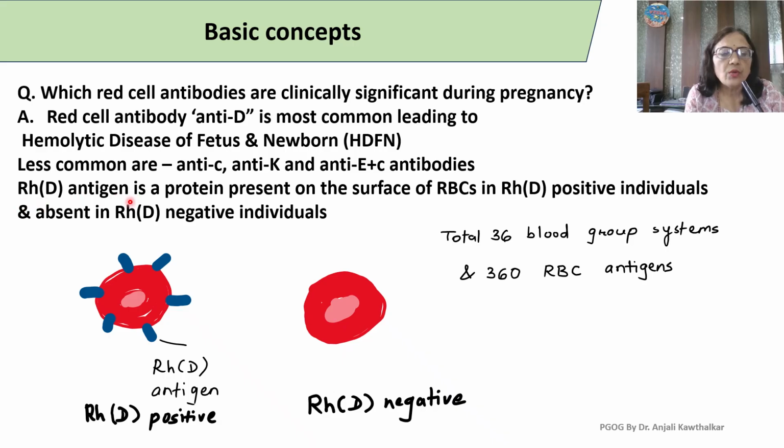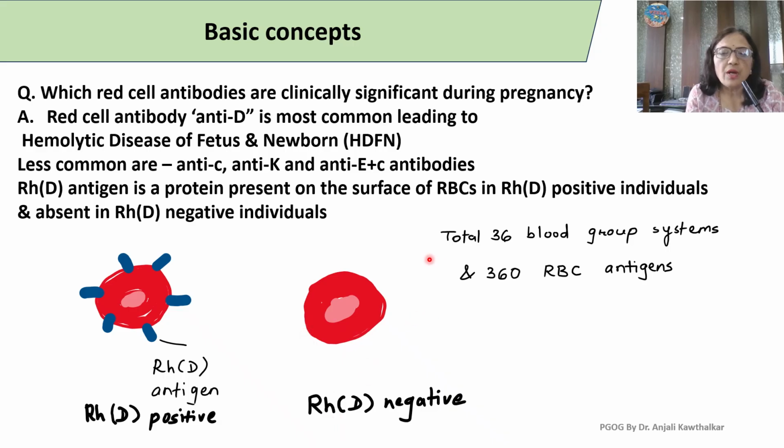RhD antigen, what is it? It is a protein which is present on the surface of red blood cells in RhD positive individuals. This is the red blood cell and this is the D antigen which is present over the surface. It is a protein which is present over the surface of the red blood cell. Its absence is RhD negative status.